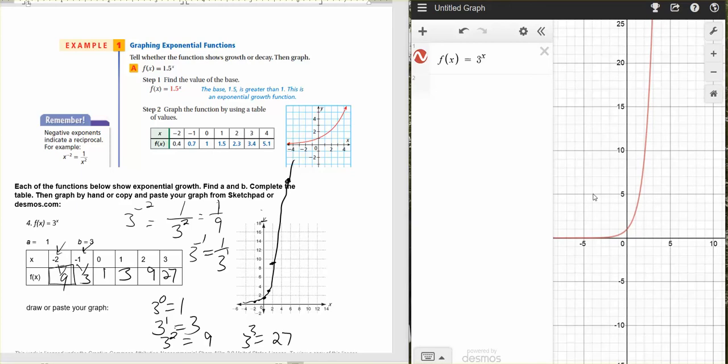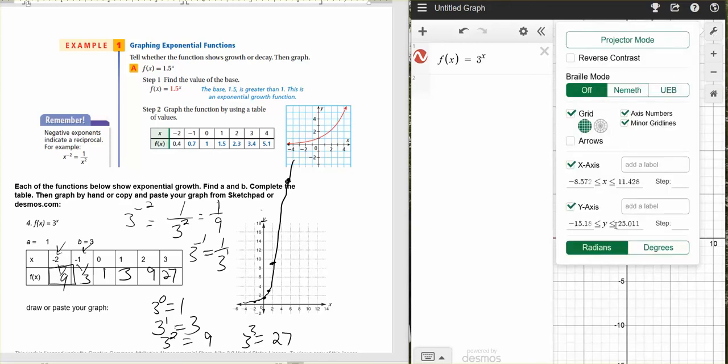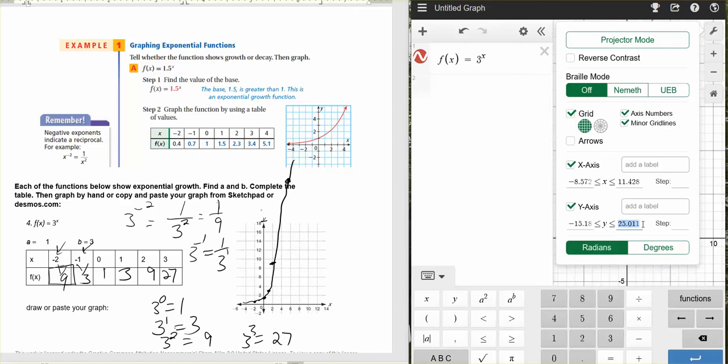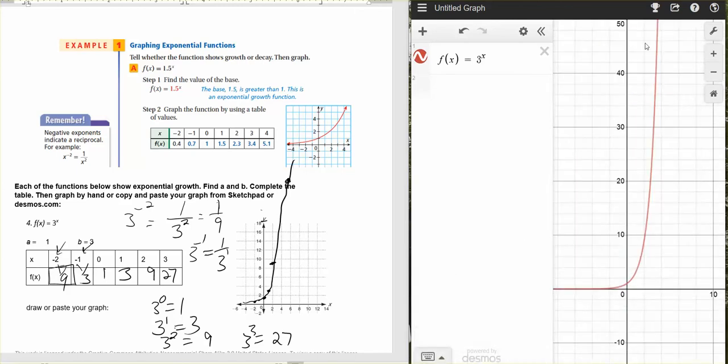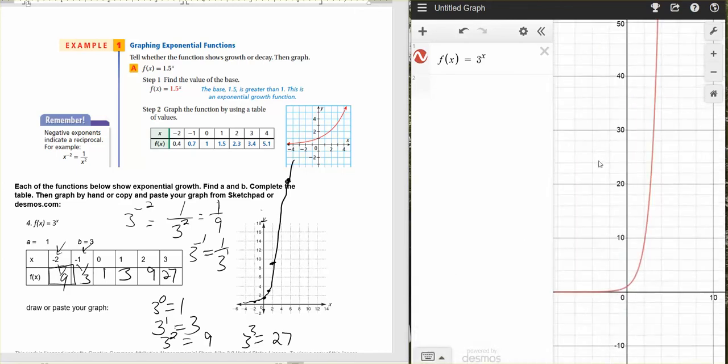Now I want to see maybe a little bit higher, so if you have to, you can change the scale here. Maybe I want the y value to go up to like 50. And then you just click over here, and now it's changed the y scale.